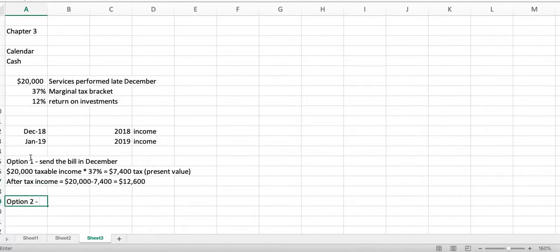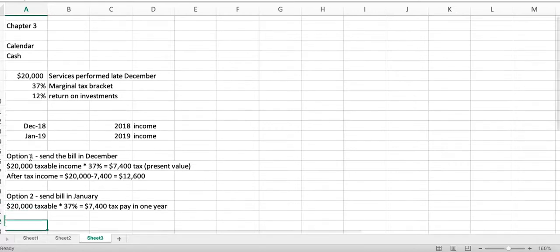Option 2 is to send the bill in January. If he does that, he still has the $20,000 taxable income. He's still in the same tax bracket. This is where tax planning can come in. Tax brackets can change. They don't very often, but they can. So he's got a $7,400 tax that he will pay in 1 year.